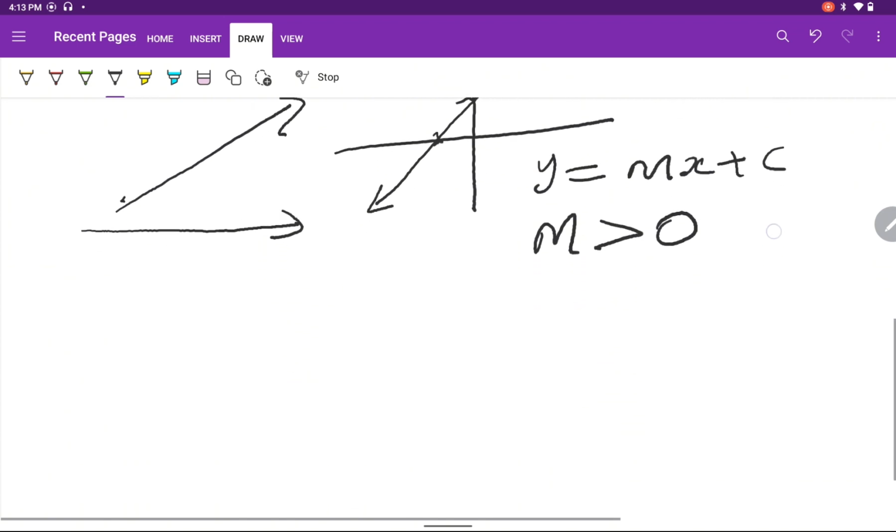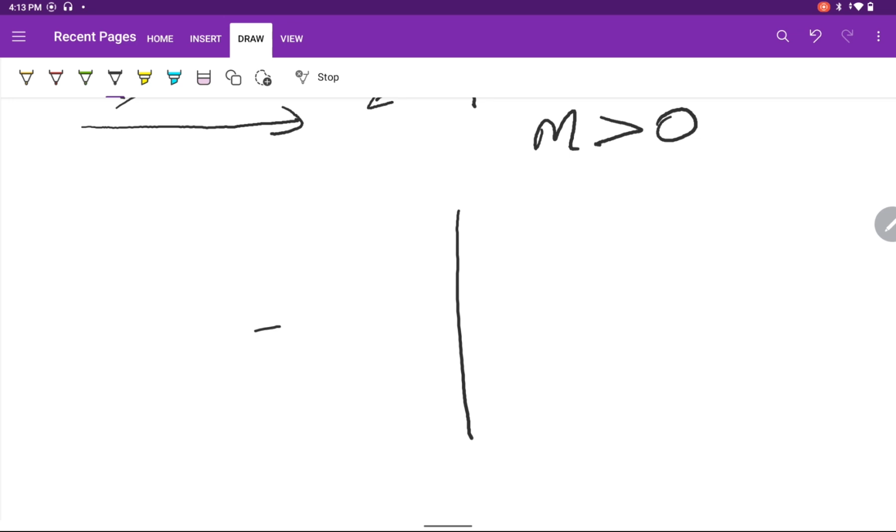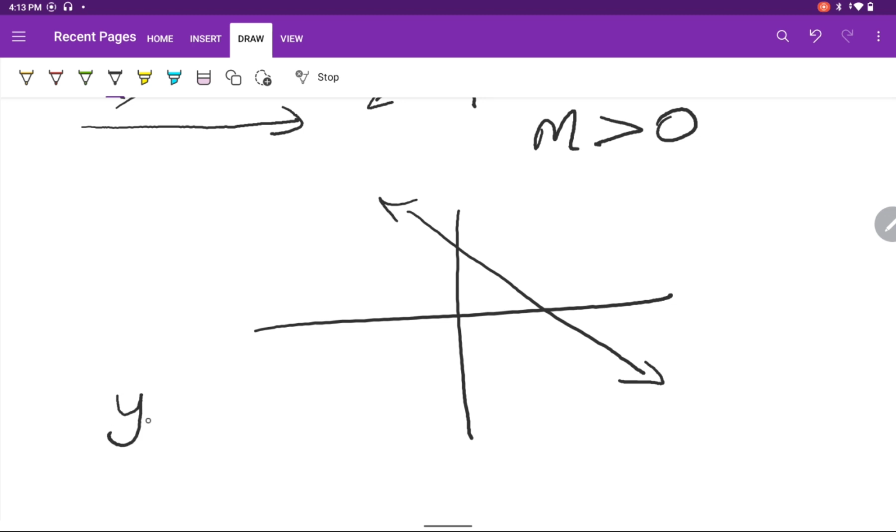But if m is negative, for example, let's take a function where m is negative. Let's draw this one. Now it's a decreasing function. Let's say, for example, we have our function as y equals minus 2x plus 4. So in this case, m is negative. This is the y-intercept and this is the x-intercept. So we have this function, and it's a decreasing function because m is now negative.